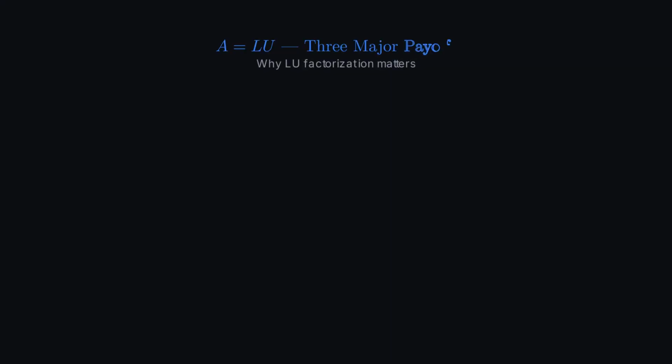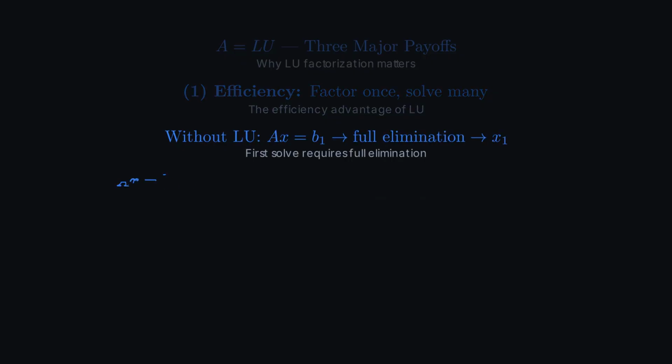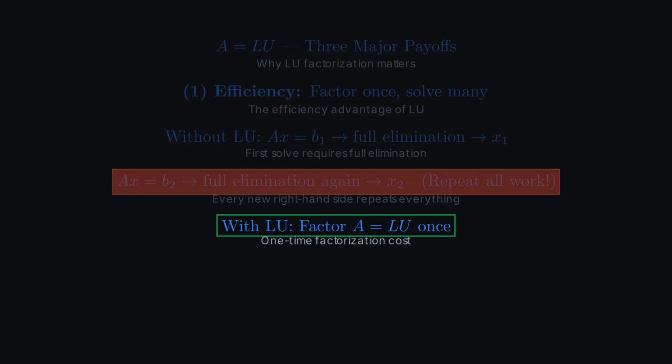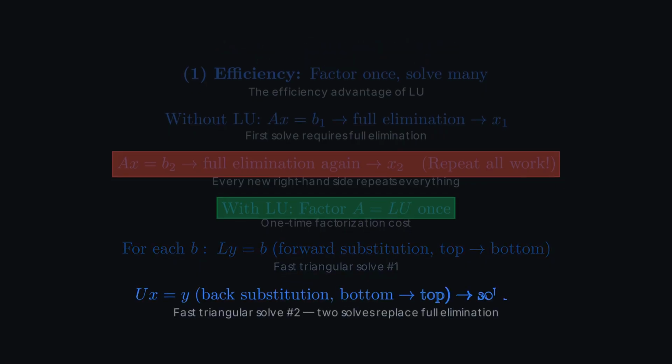L is free, and A equals LU has 3 major payoffs. First, efficiency. To solve Ax equals b for many different right-hand sides without LU, you repeat the elimination each time. With LU, you factor A just once. Then for each new b, you solve Ly equals b by forward substitution, working from top to bottom, and then solve Ux equals y by back substitution, working from bottom to top. 2 fast triangular solves replace full elimination every time.